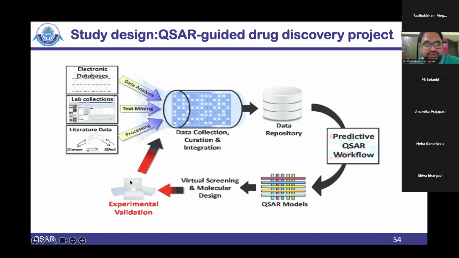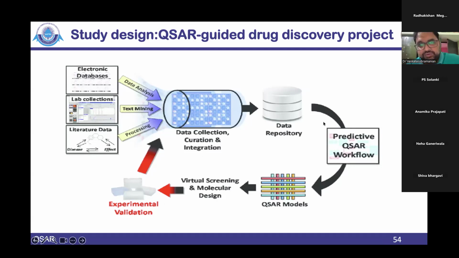Once you identify the molecules and have experimental validation, if it is good, it goes back to the database to strengthen the database. Then we can improve the models as the database increases. So this goes in cycles.